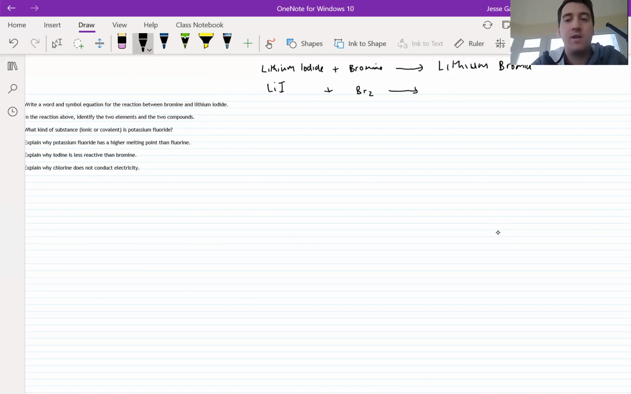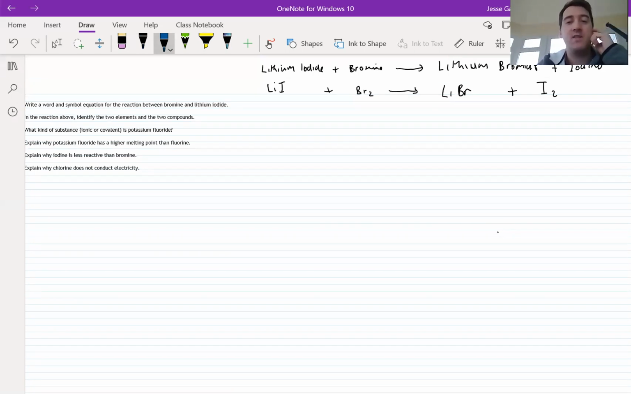Oh, excellent job if you got that right. Plus, now iodine is going to be the loose element. So it's going to be iodine now. And that's going to look like this, LiBr plus I2, because iodine is a diatom. Now, again, well done. Excellent job if you got that right.